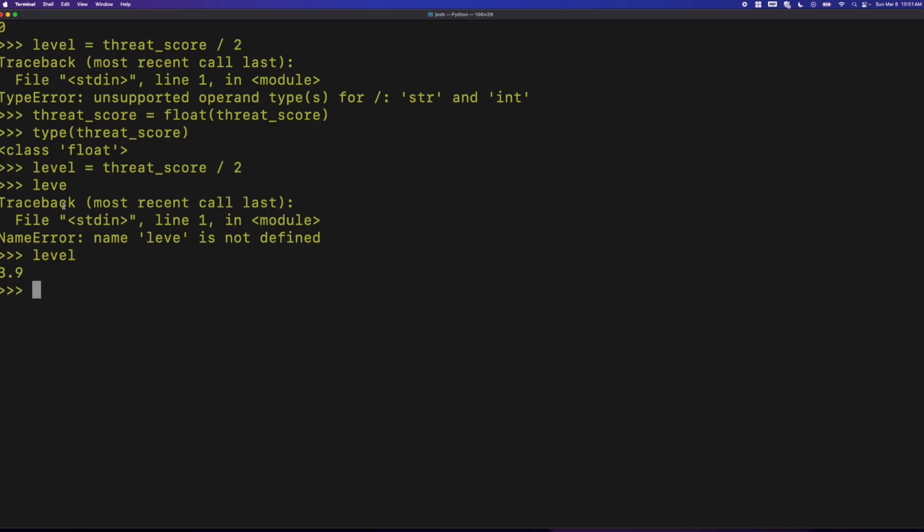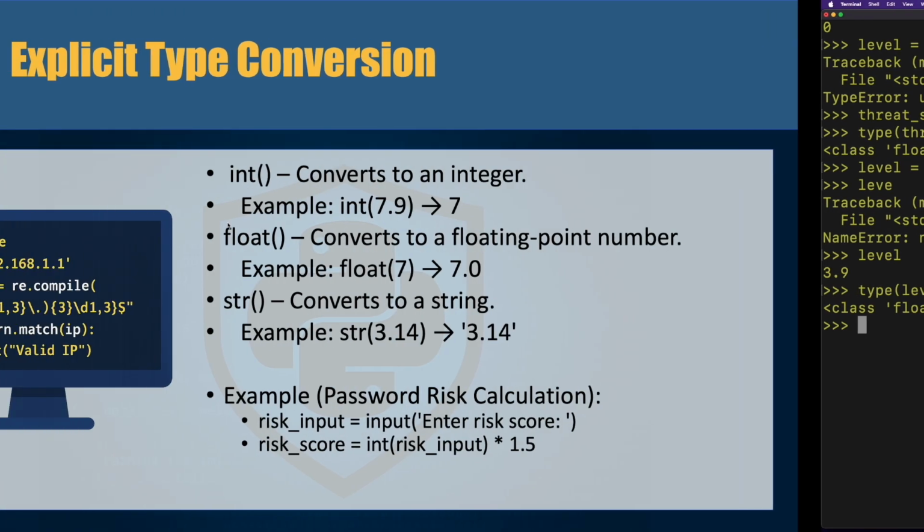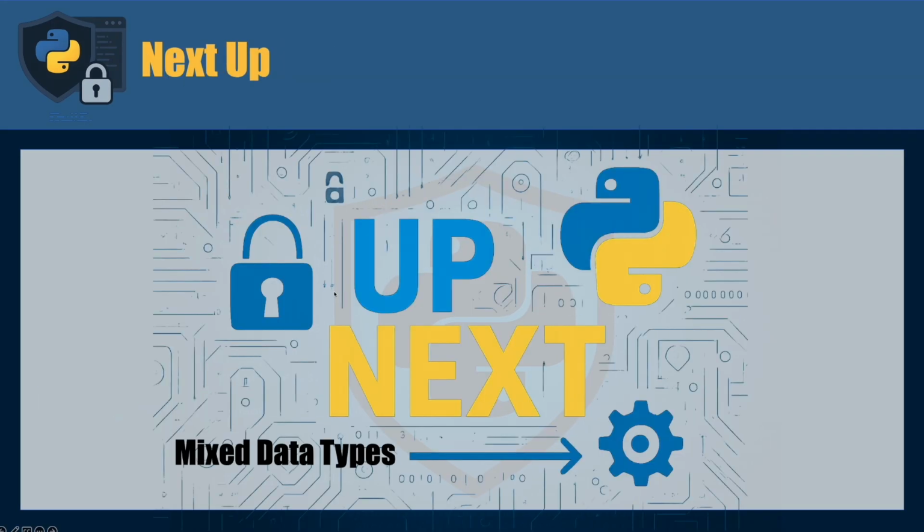Now, here's the key. level will be of type float because Python by default preserves precision. So if I use type on level, you can see it is indeed a float, even though we divided by an integer. Python is smart enough to know that threat_score is a float because we cast it to a float, and therefore Python will preserve precision, and the result is a float. Up next, we're going to take a look at mixed data types.